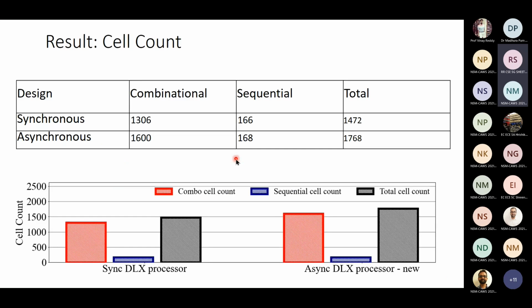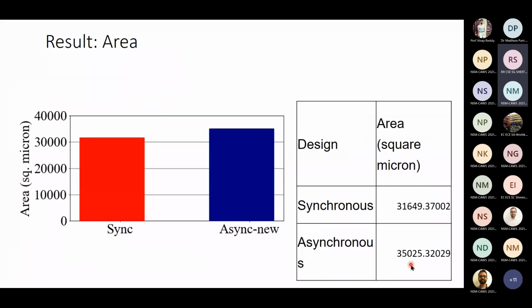As you can see here, the takeaway is that in an asynchronous setting, the cell count is very high, which means the area is actually very high. The sequential components are almost similar because we have not touched much over there. There are some additional components just for the input and output token generator, which are necessary, by the way. And as you can see, the area is higher for the async part.